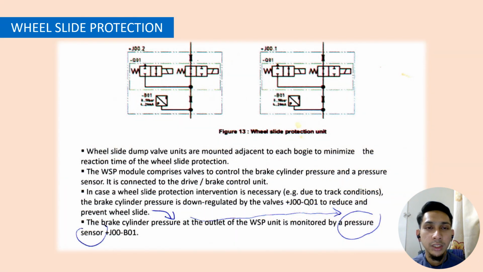This slide shows the circuit of wheel slide protection. As we can see, wheel slide valve units are mounted adjacent to each bogie to minimize the reaction time of the wheel slide protection. The WSP module comprises valves to control the brake cylinder pressure and a pressure sensor. It is connected to the drive or brake control unit. In case wheel slide protection intervention is necessary, for example due to track condition, the brake cylinder pressure is down regulated by the valve to reduce and prevent wheel slide. The brake cylinder pressure at the outlet of the WSP unit is monitored by a pressure sensor.